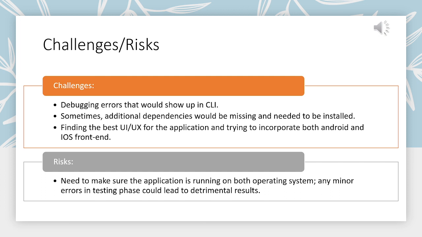Let's take a look at challenges and risks. To start with, there were many errors that would show up, especially when we would run the application in the CLI. Sometimes dependencies would be needed and it took lots of researching to find the correct ones. Also, since the app is focused toward both iOS and Android, we weren't sure what UI or UX to go with. In other risks, I would say we need to make sure the application is running on both operating systems, and any minor errors in the testing phase could lead to detrimental results.